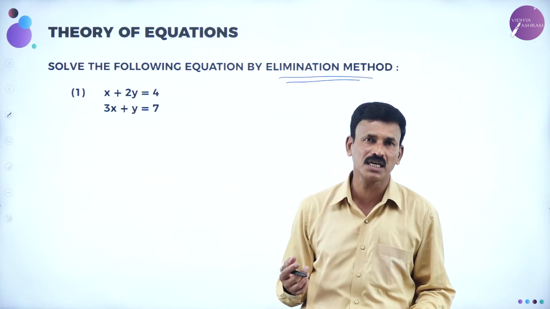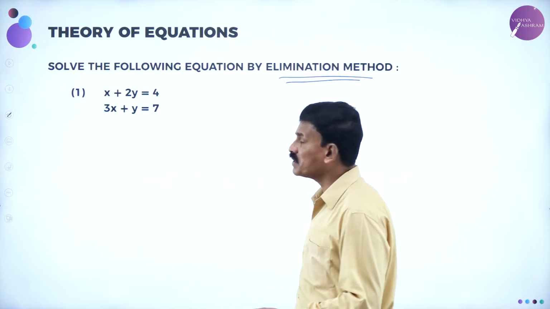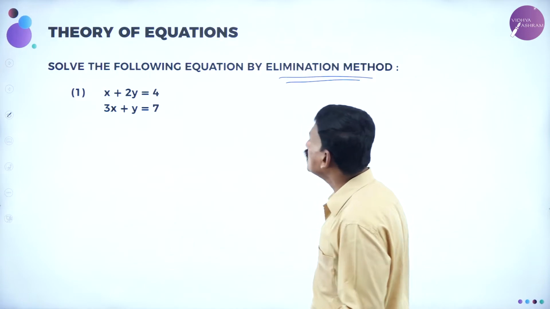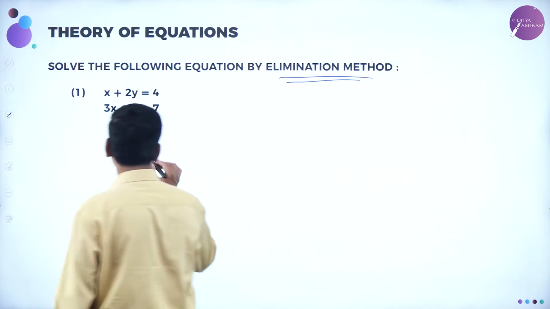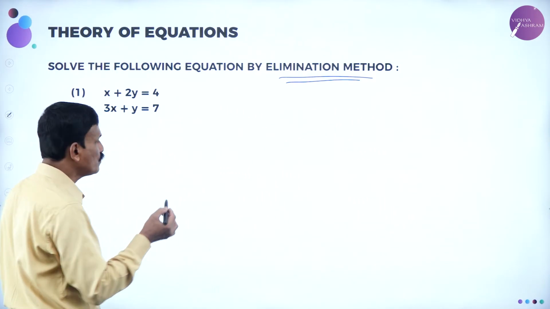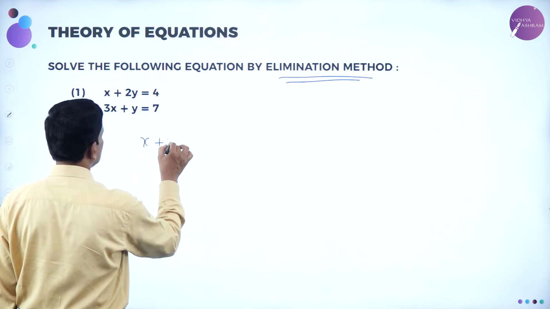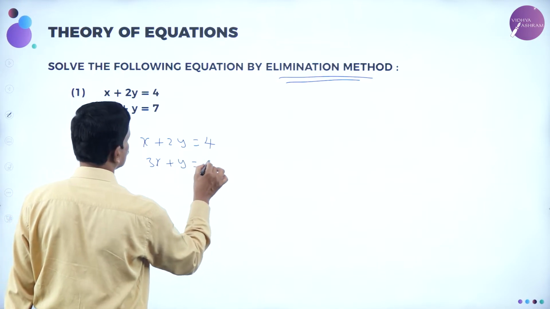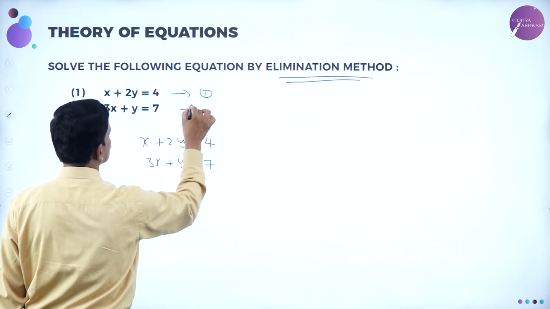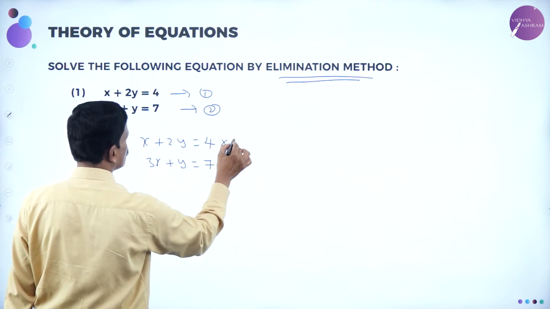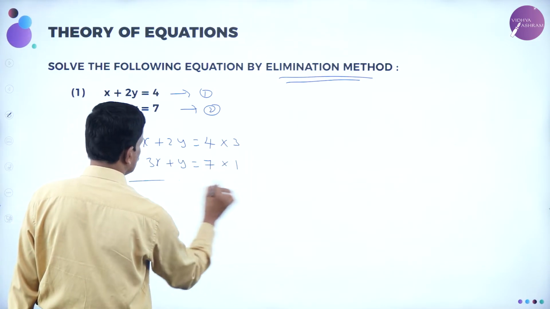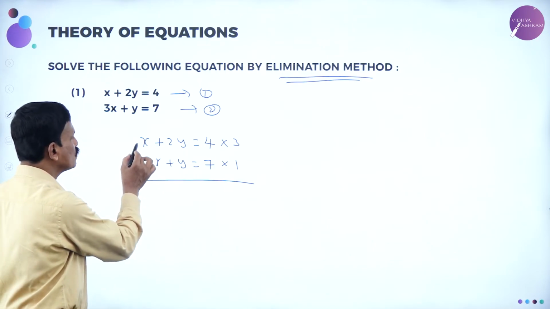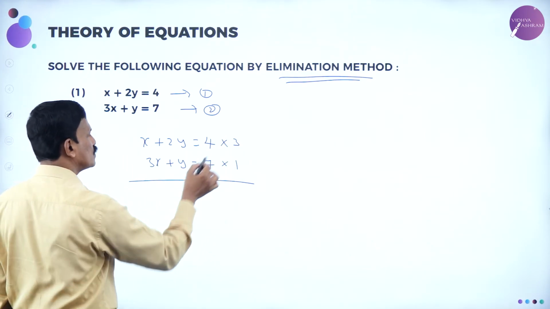Now let us discuss the third method. This is very important and the easiest method. This is the general method we usually apply. In the elimination method, we just eliminate one of the variables from these two equations. What is given? X plus 2y is equal to 4 and 3x plus y is equal to 7. Let us represent these as equations 1 and 2. Now multiply with the coefficient of x. What is the coefficient of x? In equation 2 it is 3, and in equation 1 it is 1. Multiply equation 1 with 1 and equation 2 with 3.